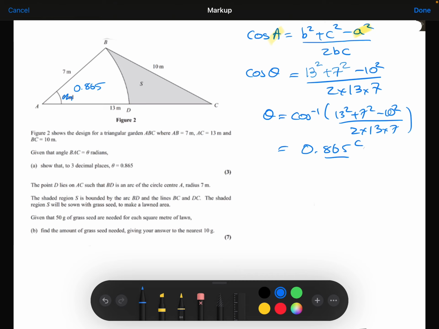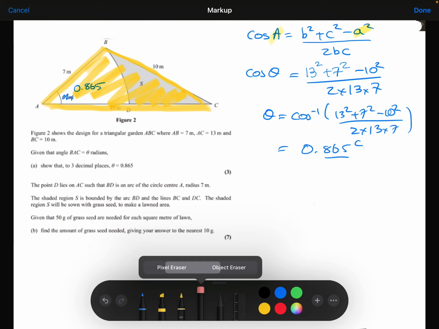Now, to work out the shaded area, I'm going to work out the area of the triangle, and then I'm going to subtract the area of the sector from it. That will leave me the shaded area. That's my method.